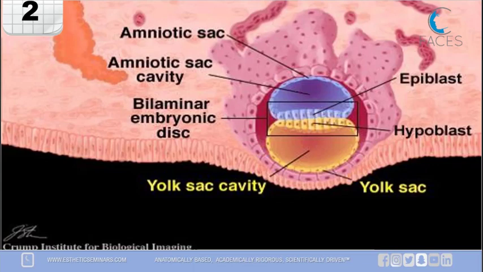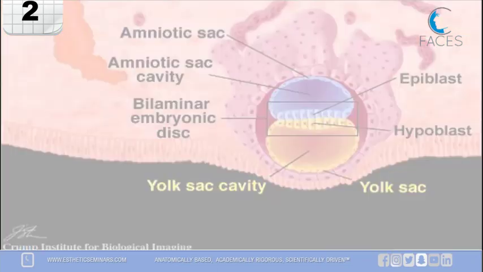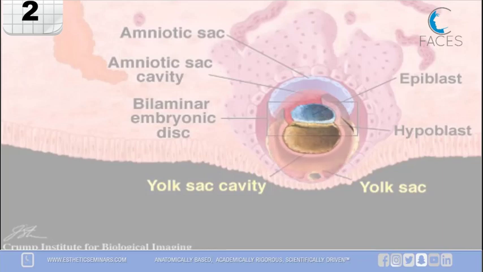Once the blastocyst is implanted into the uterine wall, the cells differentiate and create two layers. We call this the bilaminar disc. The cells sitting on the top of this disc are called the epiblast, and those below it are called the hypoblast. I'll subtract the placenta and we'll zoom into the embryo.